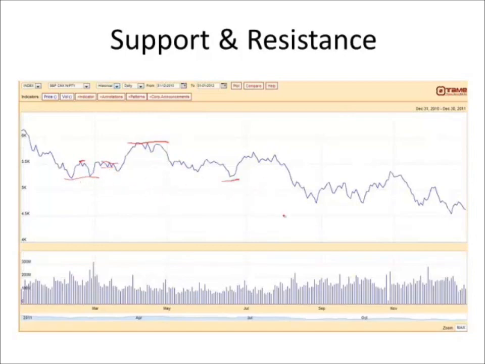Here, for example, we have another support level at this level where the price bounces off a couple of times, once here and then once here as well. So as you can see, we can identify support levels and use these to help our understanding of what the price is doing.